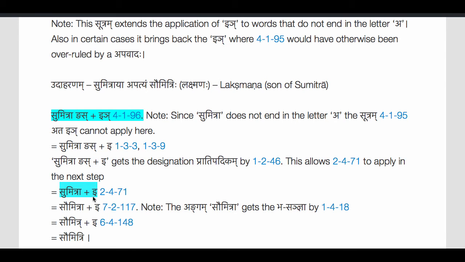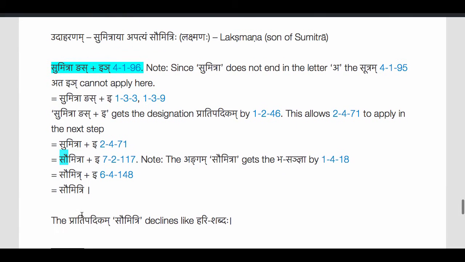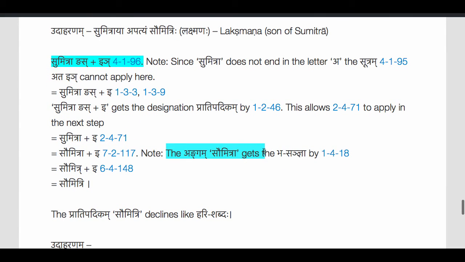Now we apply 7.2.117 Taditeshvacham Adeh for the Vriddhi substitution in place of the first vowel U of the Angam Sumitrā. So now we have Sumitrā plus E. The Angam Sumitrā gets the Bhasanya by 1.4.18 Yachi Bham, and that allows us to apply 6.4.148 Yasyeti cha to elide the ending letter A of the Angam Sumitrā. So now we have Saumitra E. We get the form Saumitri.